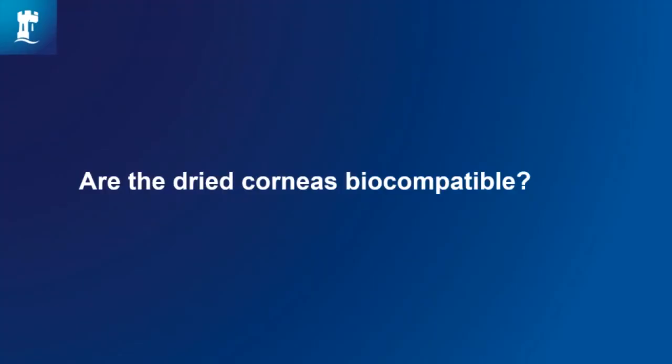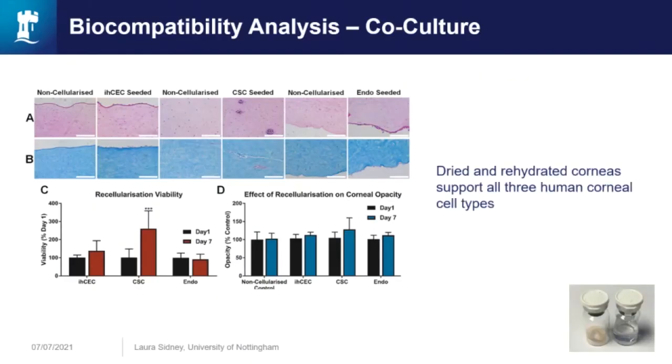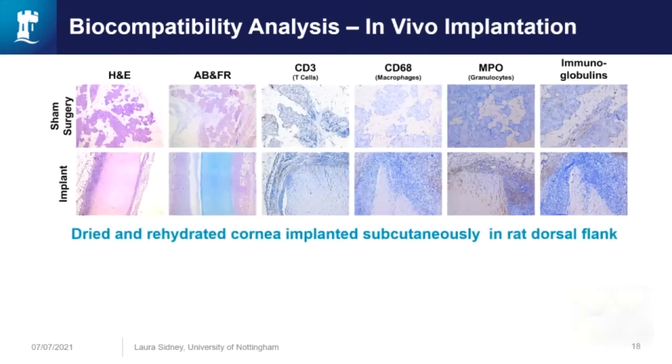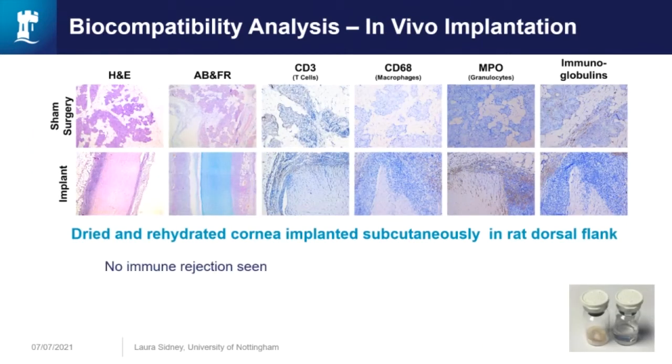So we want to use these as transplants. So are they biocompatible? We did a little bit of in vitro work, seeding the three types of human cells onto these corneas. And basically, yes, the dried corneas, once they've been rehydrated, will support all three types of the cells. And then we've done a pilot study implanting subcutaneously in a rat dorsal flank, which is not ideal. We want to go on to doing, obviously, implants in the eye next. But what we saw was there was no significant immune rejection and the surrounding cells infiltrated the implant and did not form a capsule, which we thought was good news.